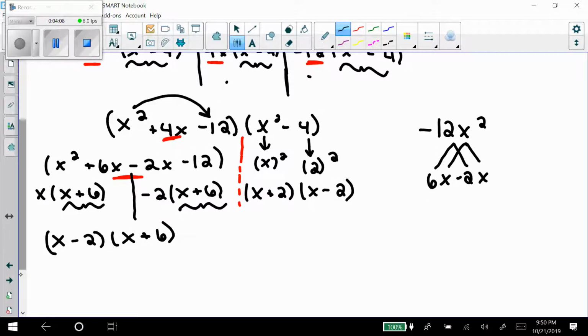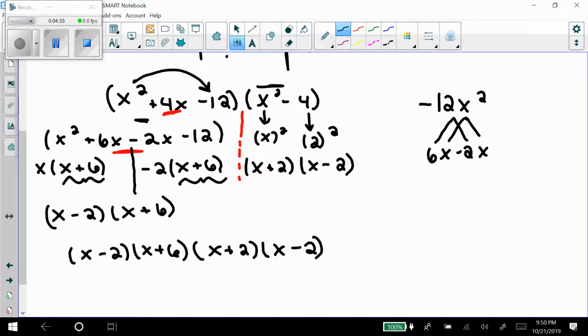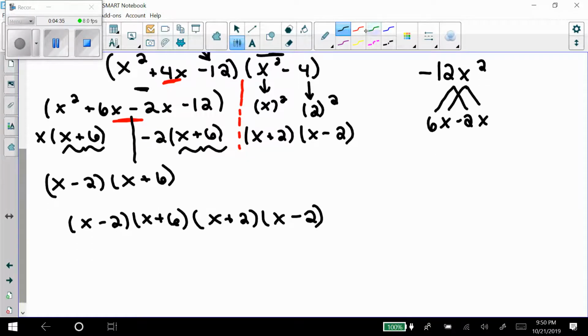Now, our answer to this question is x minus 2, x plus 6, because that's this trinomial factored completely, times, don't forget this one, x plus 2, x minus 2. If you were to multiply all four of these binomials together, you would end up at our original polynomial. Now, there is another way that you can write this, and if it was a multiple choice question, it could be represented either in the way I just wrote it or in this way.